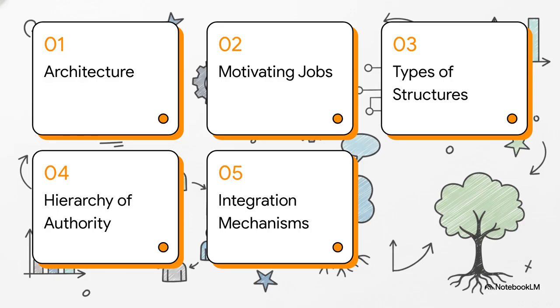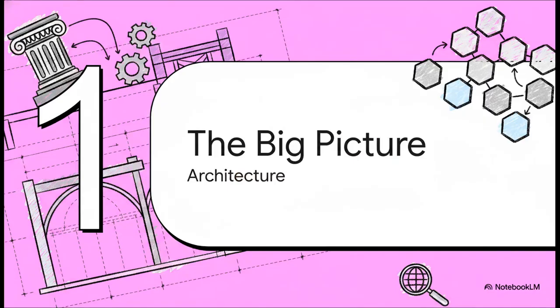Here's our roadmap for today. 1. The big picture architecture. 2. Designing motivating jobs. 3. Types of organizational structures. 4. The hierarchy of authority. And 5. Integrating mechanisms. Let's jump right into part 1, the big picture architecture.